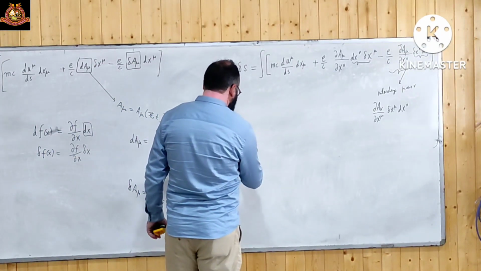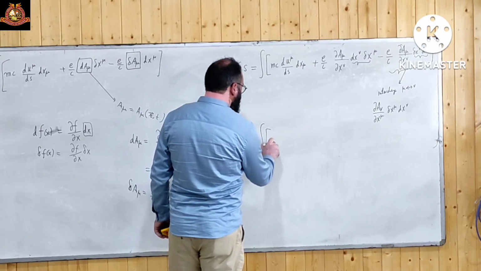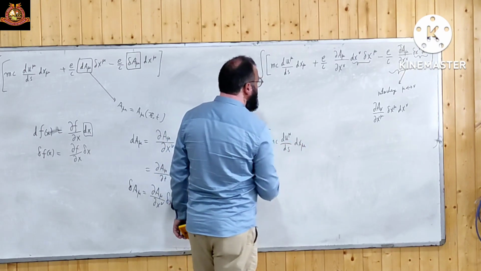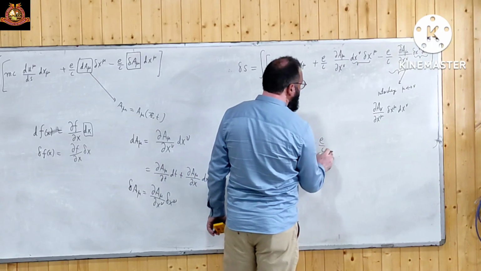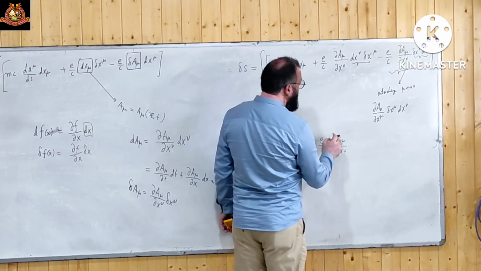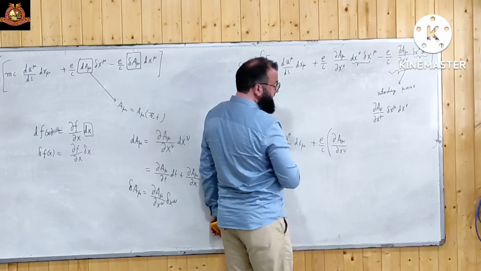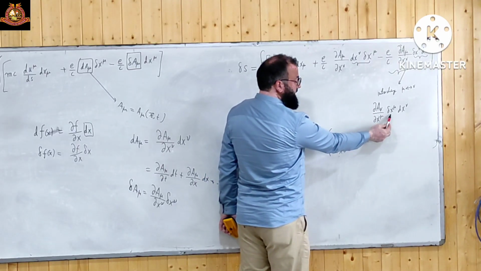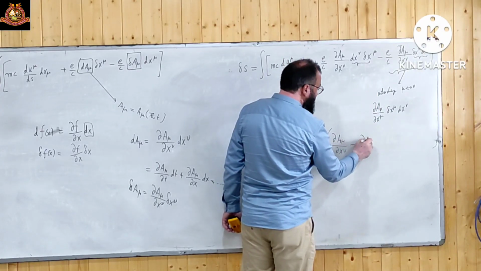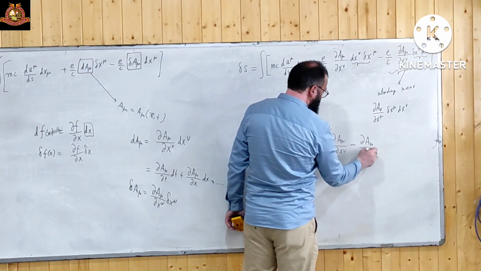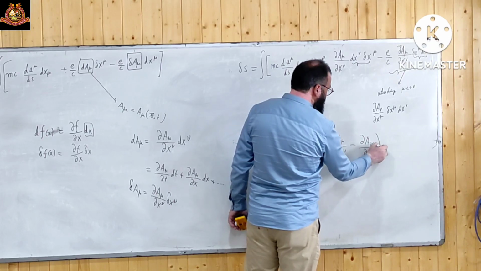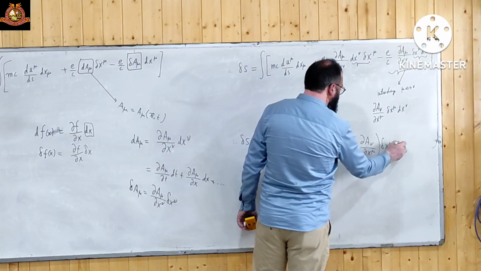So therefore, this variation in S is equal to mc du_mu by ds dx_mu, plus E by C, since E by C is common, I will take E by C common. Now which factor appears common? This delta x_mu and dx_nu. So it's common, so I will take it out. So minus partial A_mu by partial x_nu, partial A_nu by partial x_mu, multiplied by variation in x_mu dx_nu.